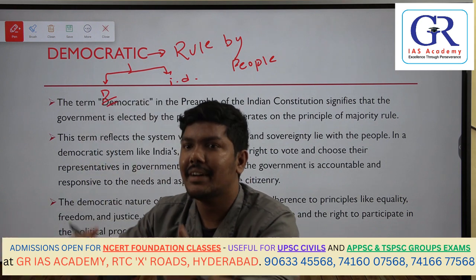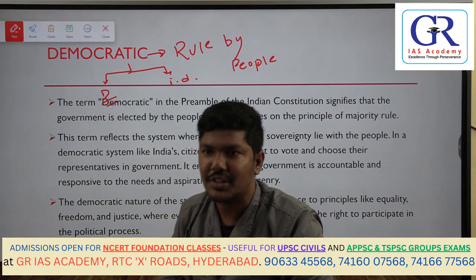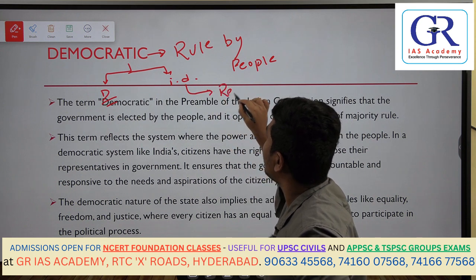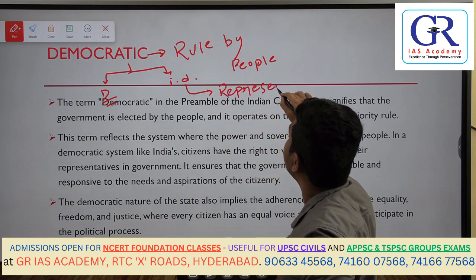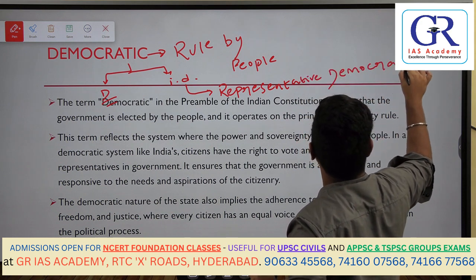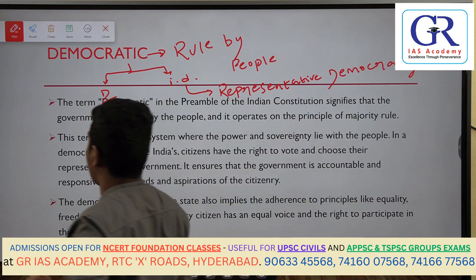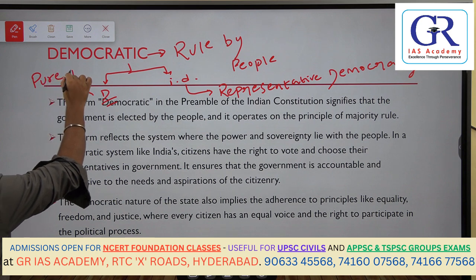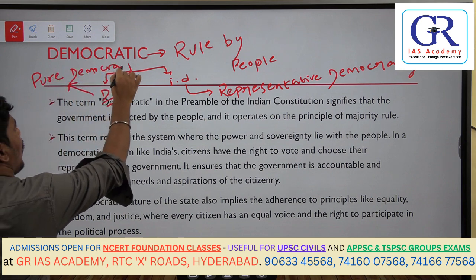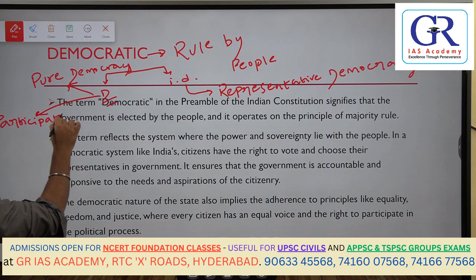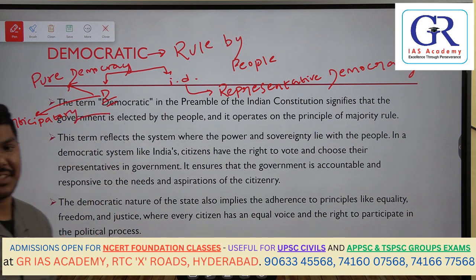That means we will elect our representatives and representatives will take the decision on behalf of us. That was the reason why indirect democracy is also known as representative democracy. Because here we elect the representatives and representatives will take the decision on behalf of us. When I say direct democracy, it is also called as pure democracy, or everybody participates, right? Participatory democracy.